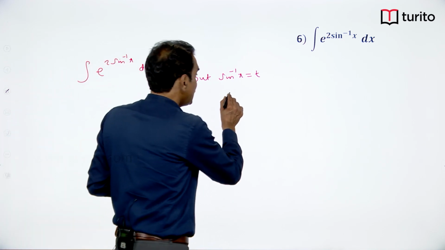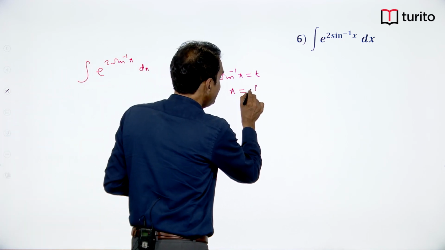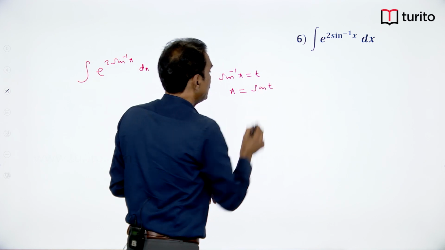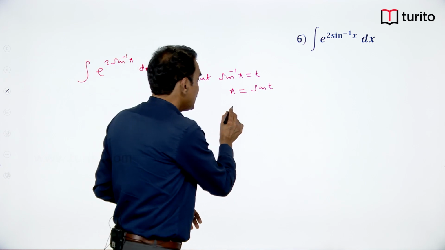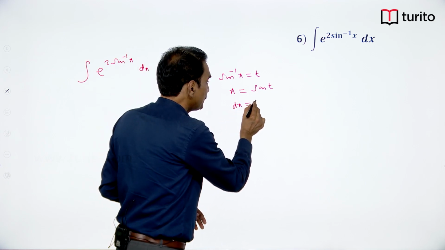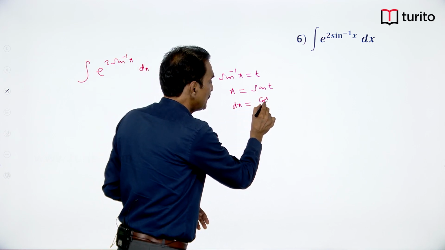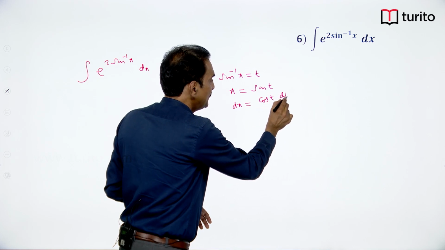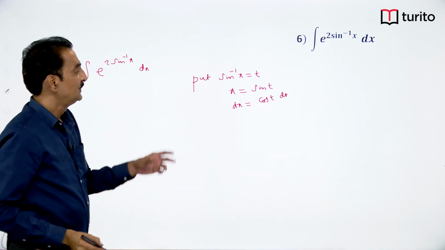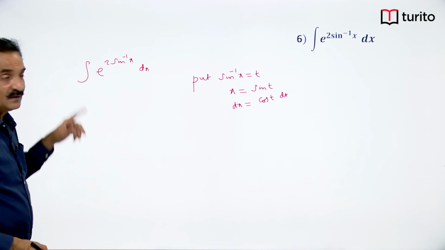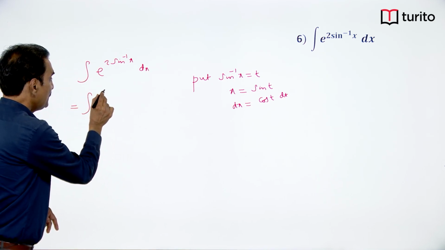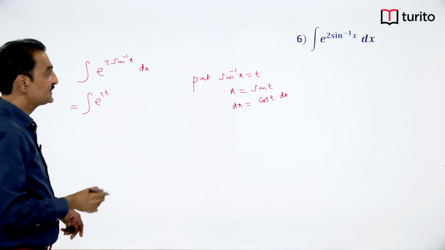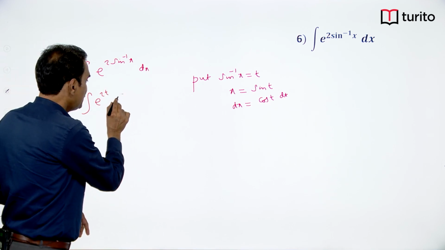Then we write it as x is equal to sin t. Differentiating on both sides, dx is equal to cos t dt. Then this will be integral e power 2t into dx, which is cos t dt.